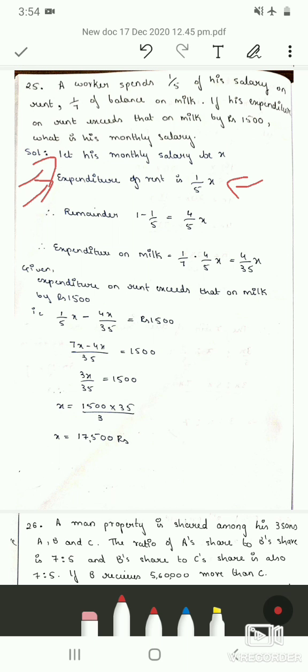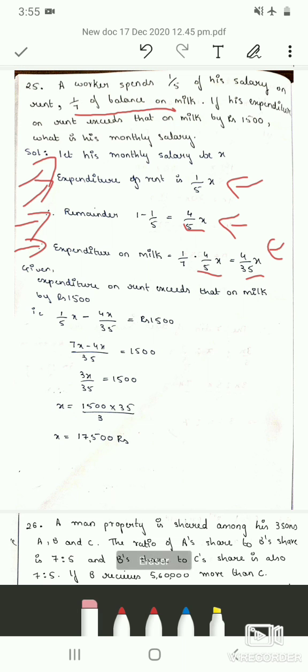And then they have said 1/7 of the balance he spends on milk. So after spending on rent from his salary, the remainder is 1 minus 1 by 5, which is 4 by 5 of x. That is, after spending the amount on rent, he will be left with 4/5 of his salary. In that remainder he spends 1/7 on milk. So we get 1 by 7 into 4 by 5x, where 4 by 5x is the remainder. So therefore the expenditure on milk is 4 by 35x.